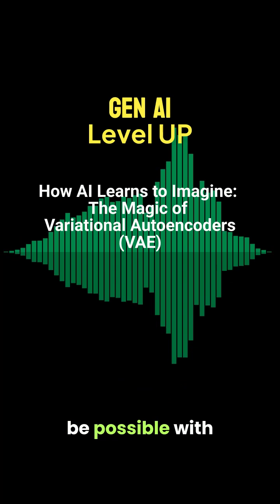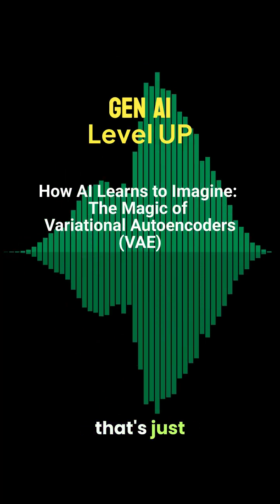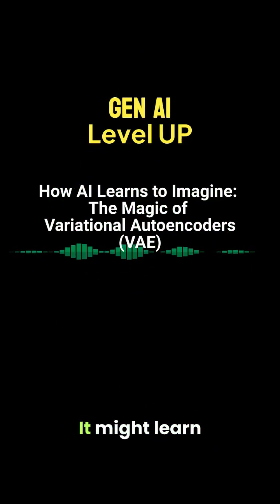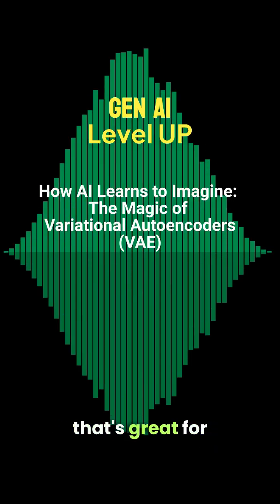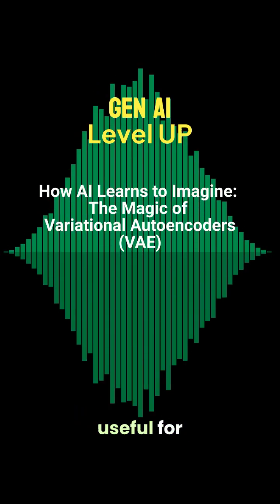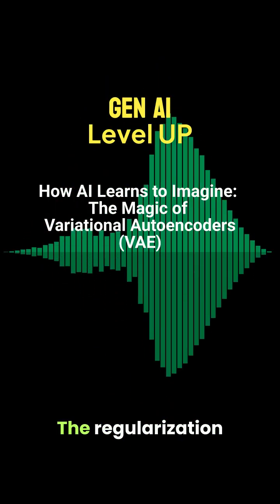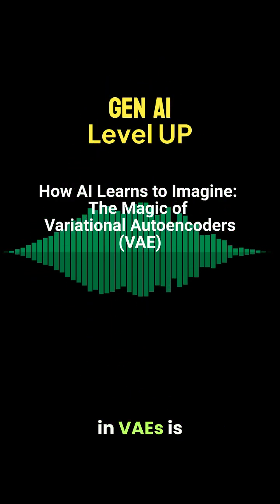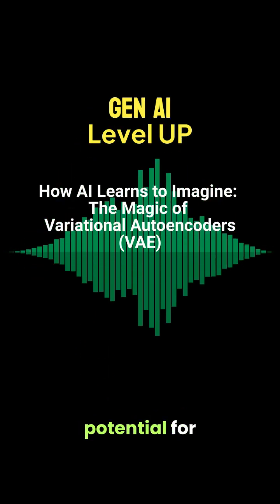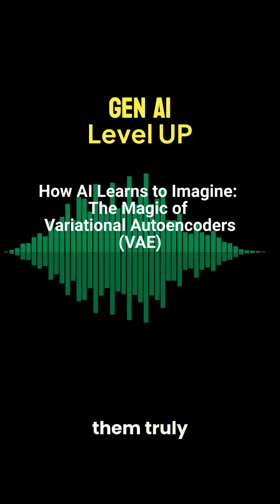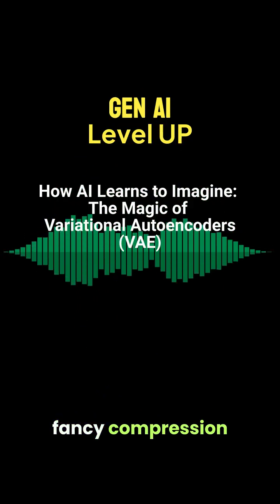And that wouldn't be possible with a standard autoencoder, that's just focused on cramming as much information as possible into the latent space. It might learn a representation that's great for compression, but not very useful for generating new and interesting cats. Precisely. The regularization term in VAEs is what unlocks this potential for controlled generation and exploration. It's what makes them truly generative models, not just fancy compression algorithms.